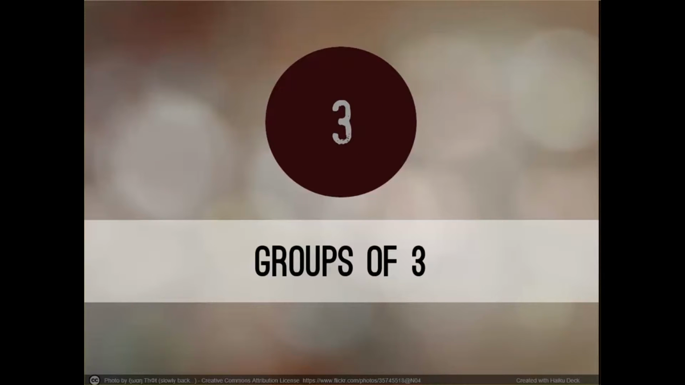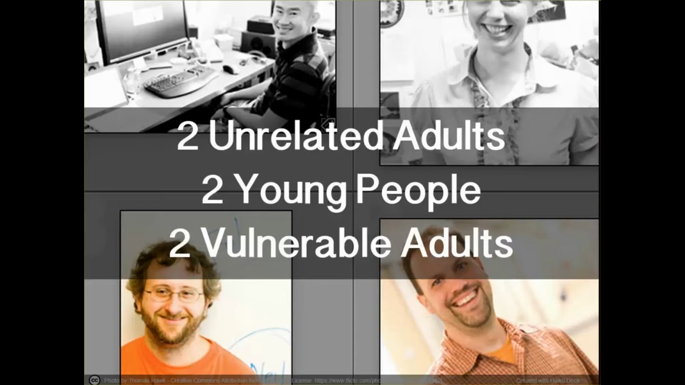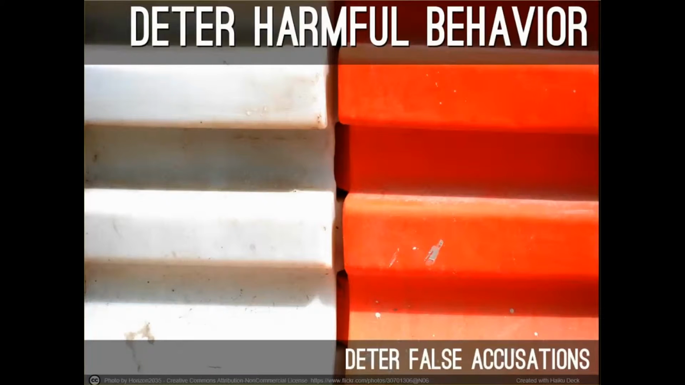The rule of 3. The rule of 3 means that there should always be at least 3 people in a group. That can be 2 unrelated adults and 1 young person, 2 adults and 1 vulnerable adult, or 2 young people and 1 adult. The rationale behind the rule of 3 is to deter harmful behavior on the part of someone in a more powerful position and to prevent false accusations of harmful behavior. More specific guidelines on grouping when working with children and youth will be covered during the children's ministry and youth ministry segments of this training.